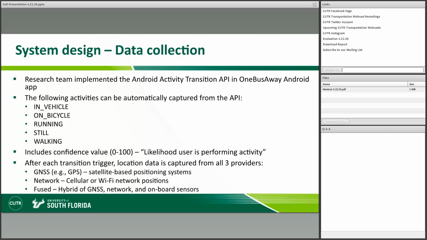Also network-based providers. So this is using information from your cellular network or your Wi-Fi network that you're nearby or connected to, to indicate where you're located. And then the last one is a fused location provider. So this is kind of a smarter implementation from Google that tries to take a number of different sensors, GNSS and network information, fuse it all together, and give you some type of location.